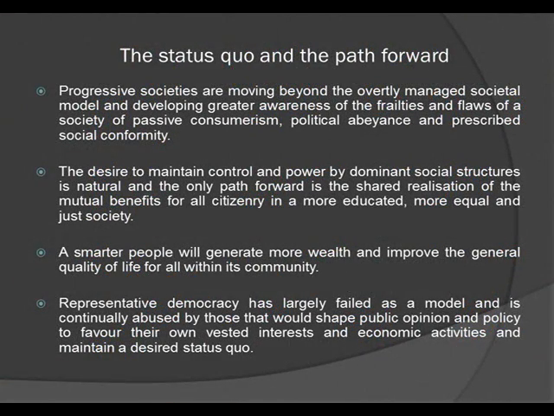Progressive societies are moving beyond the overtly managed societal model and developing greater awareness of the frailties and flaws of a society of passive consumerism, political abeyance and prescribed social conformity. The desire to maintain control and power by dominant social structures is natural, and the only path forward is the shared realization of the mutual benefits for all citizenry in a more educated, more equal and just society. A smarter people will generate more wealth and improve the general quality of life for all within its community.